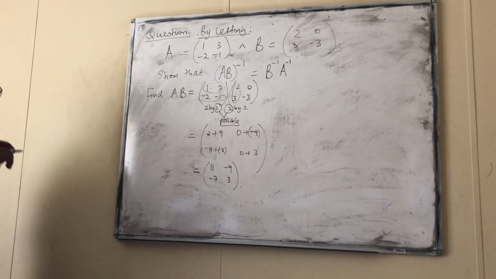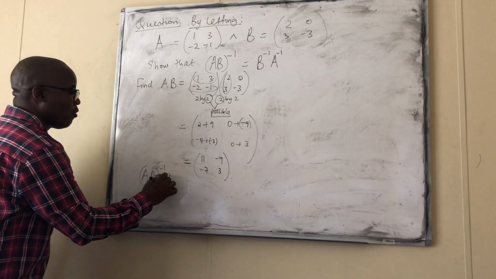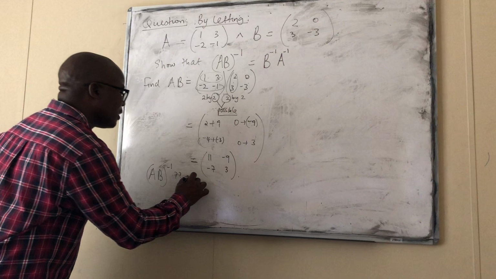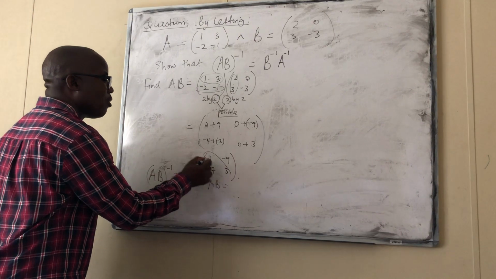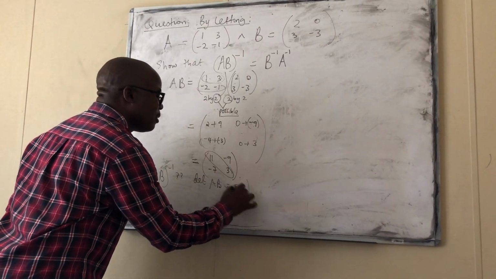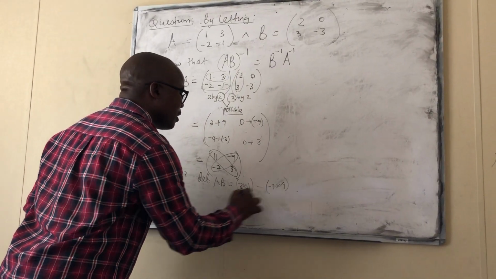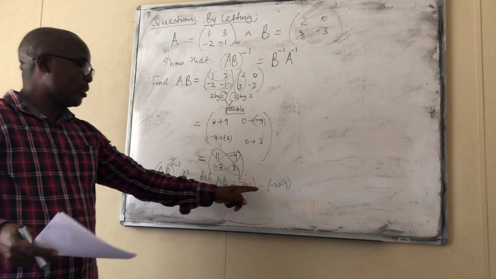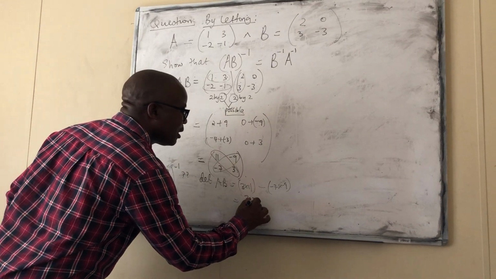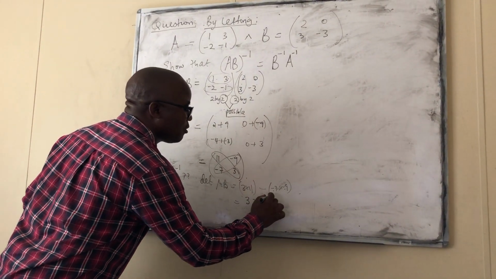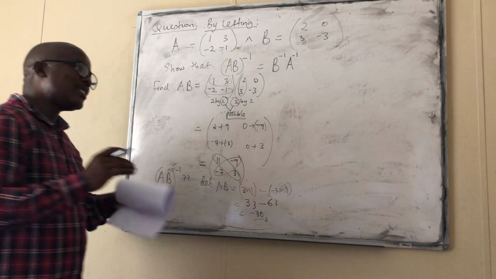Now, how do you find the inverse of AB? The inverse of AB, you find the determinant of AB, which is the product of these numbers, which is 3 times 11, minus the product of this, minus 7 times minus 9. You multiply numbers that are in the leading diagonal, subtract the product of numbers in the other diagonal. So that will be 33 minus, negative times negative is positive, so that is 63. And this is minus 30. So that is the determinant.